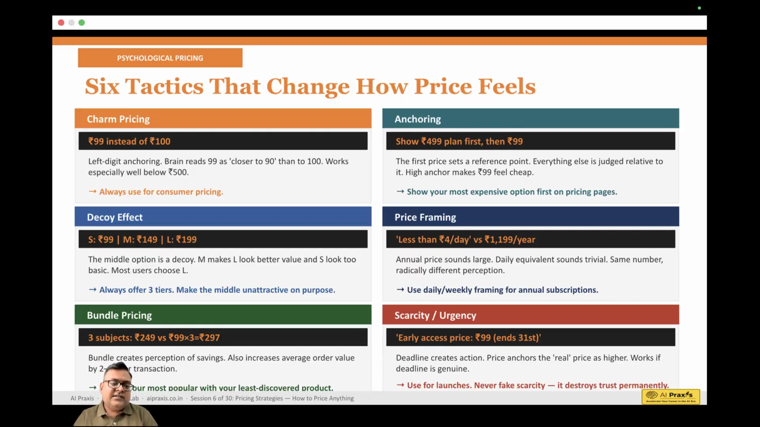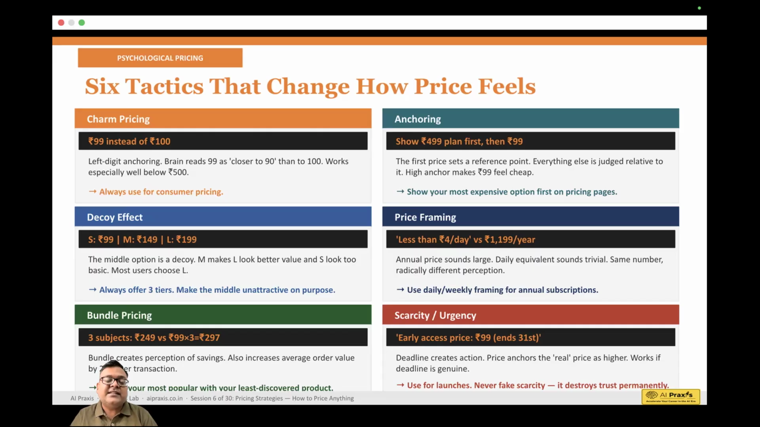Another tactic is to bundle the pricing. 3 subjects, 249 rupees. On the other hand, if you give it individually, 99 into 3 would cost you 297. What you're actually gaining when you're bundling, first of all, is reducing the price, of course. It's creating a perception of savings. It also increases average order value by 2 to 3 per transaction. So you don't have to struggle to get customers. Which product to bundle? Bundle your most popular with your least discovered product.